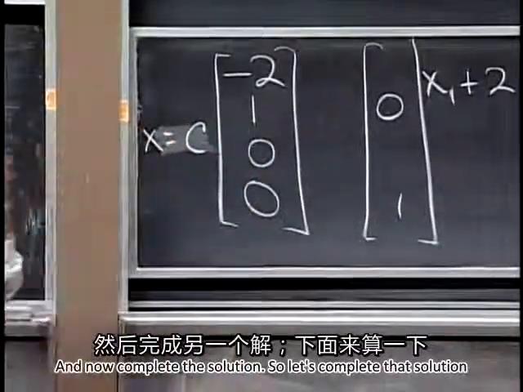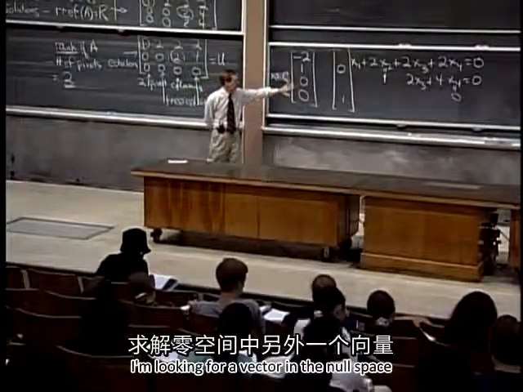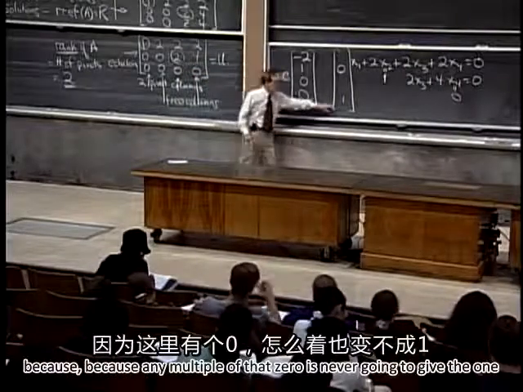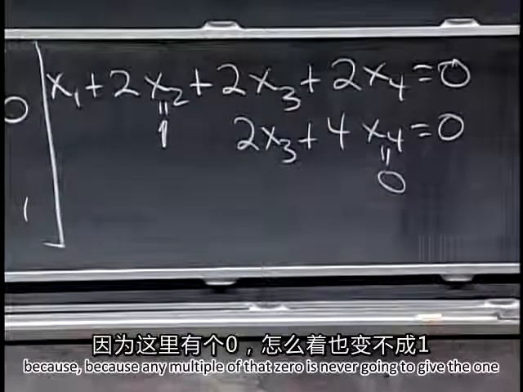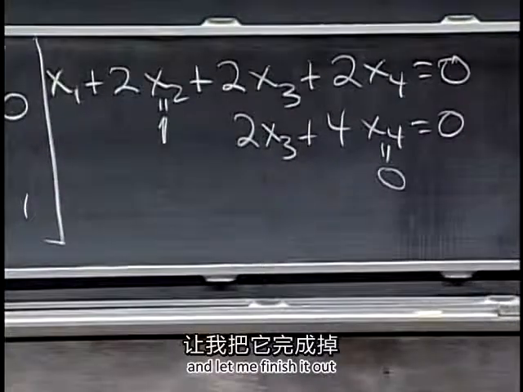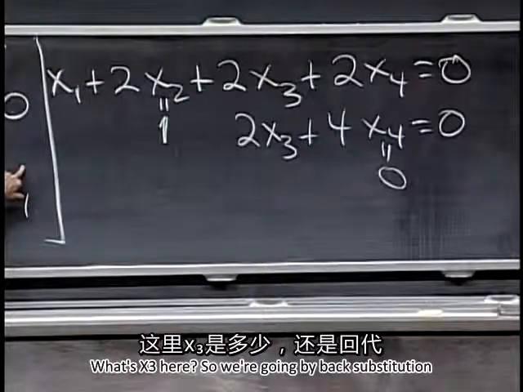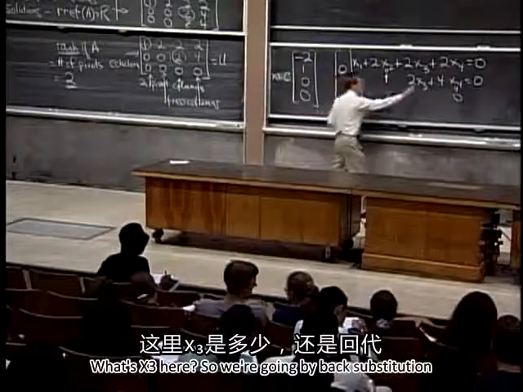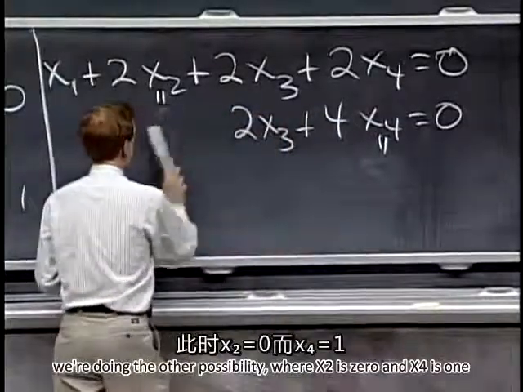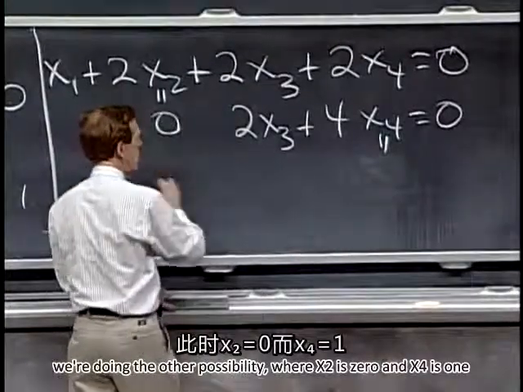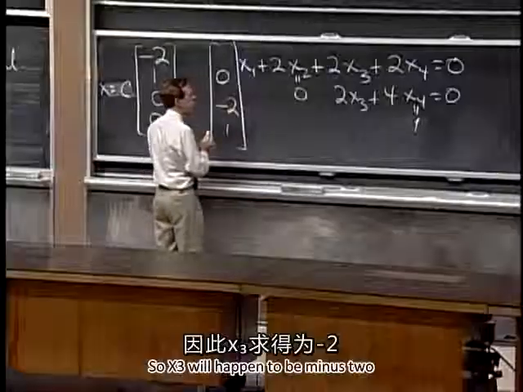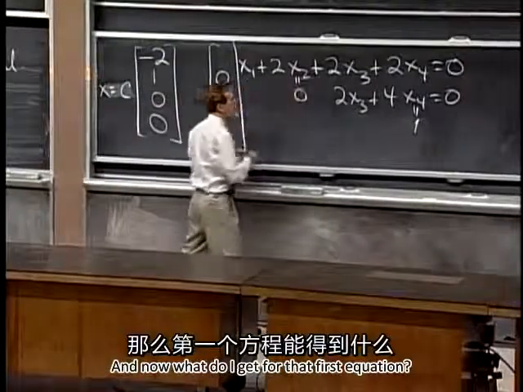So let's complete that solution. I'm looking for a vector in the null space, and it's absolutely going to be different from this one, because any multiple of that 0 is never going to give the 1. So I have somebody new in the null space, and let me finish it out. What's x3 here? We're going by back substitution, looking at this equation. Now x4, we've changed. We're doing the other possibility where x2 is 0 and x4 is 1. So x3 will happen to be minus 2. And now what do I get for that first equation?